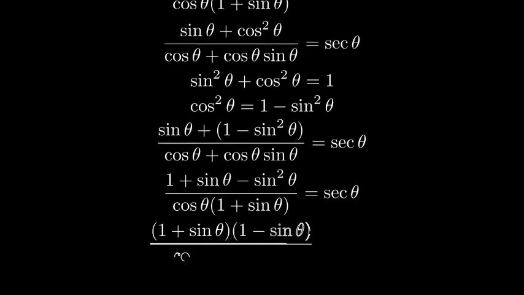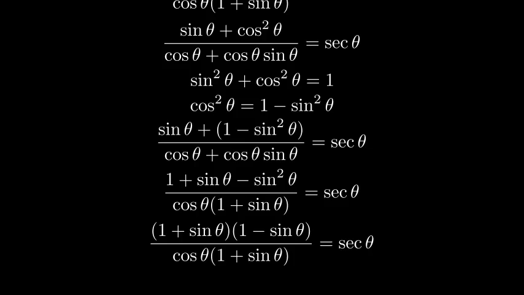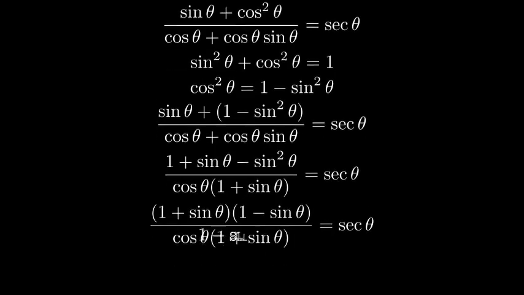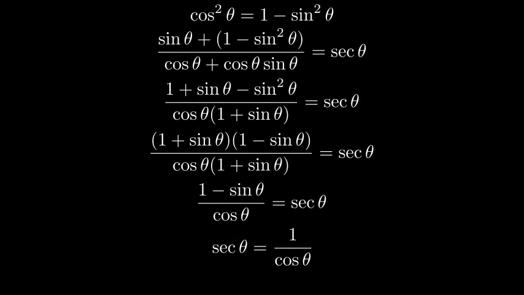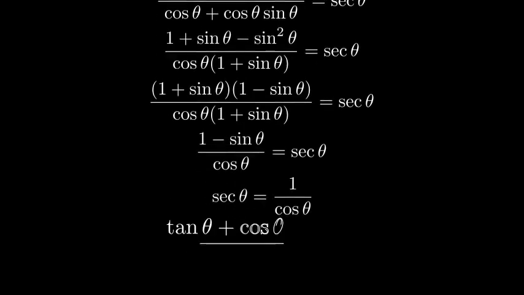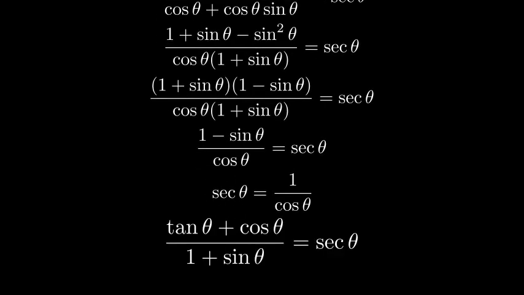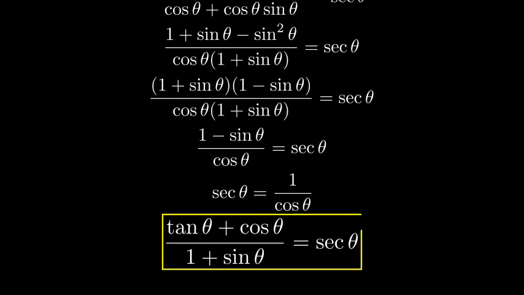Now, notice that both the numerator and denominator contain the factor 1 plus sine theta. We can cancel this factor from both top and bottom. For our final step, recall that secant theta equals 1 over cosine theta. Therefore, 1 minus sine theta over cosine theta equals secant theta minus tangent theta. And we've proven the identity.